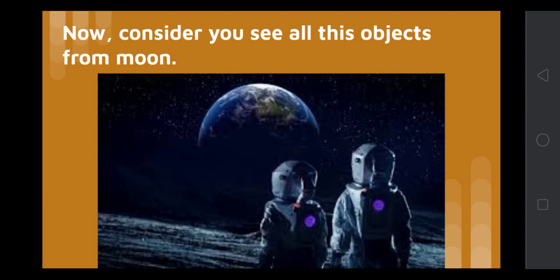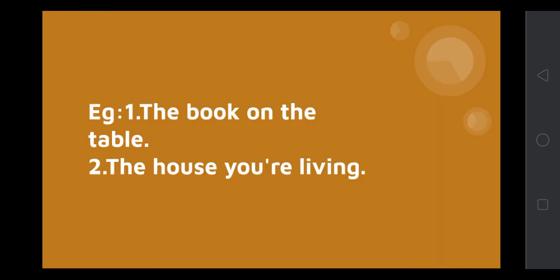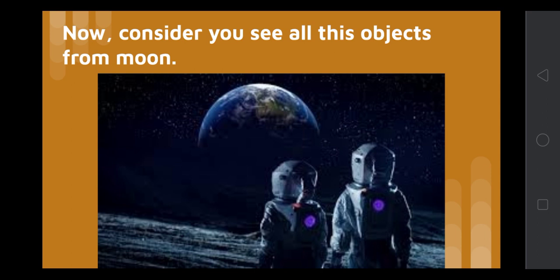If you go to the moon from earth, it's possible nowadays. When you go to the moon and look at those two objects, the book on the table and the house you are living in, through some good instruments, you will be shocked that these objects are moving. When you look at those objects from the moon, it is because the earth is revolving; the earth is in motion.